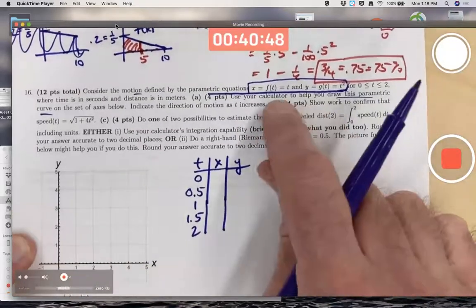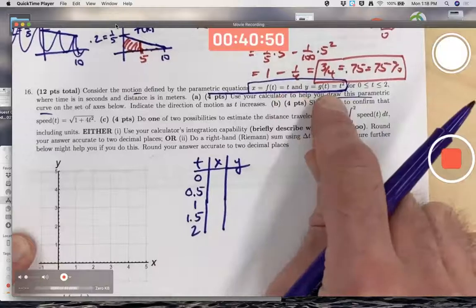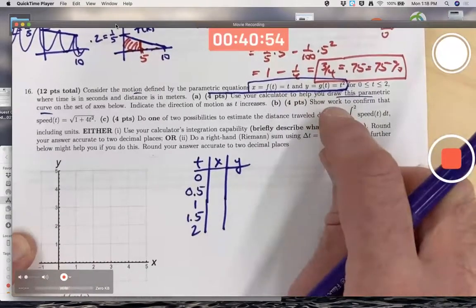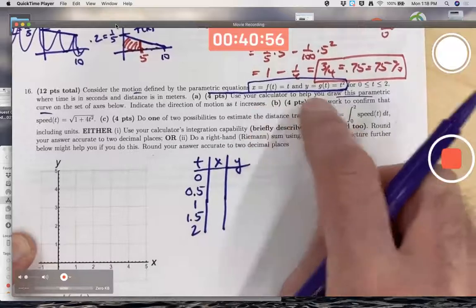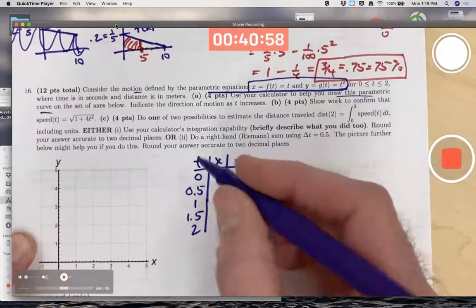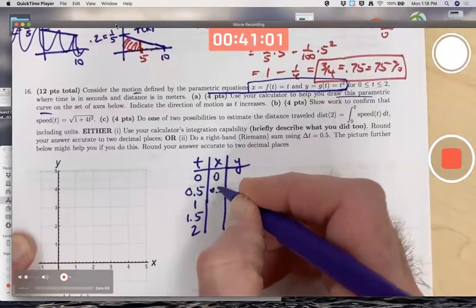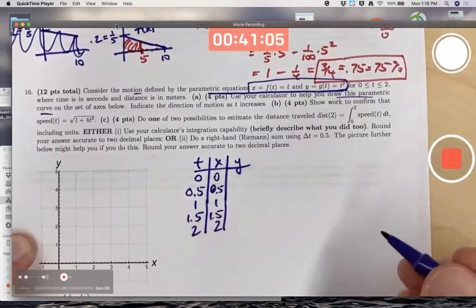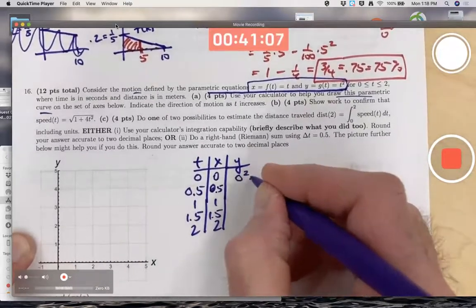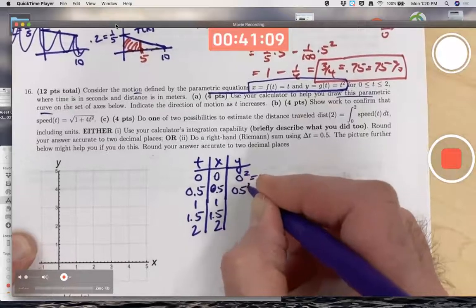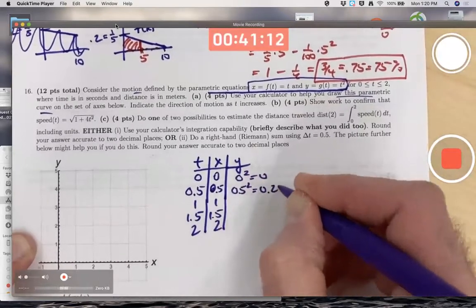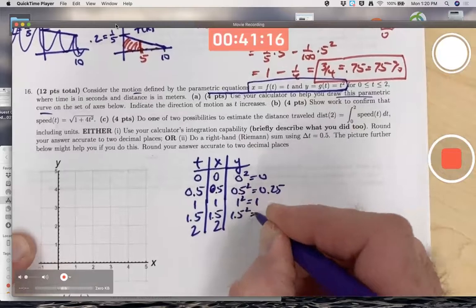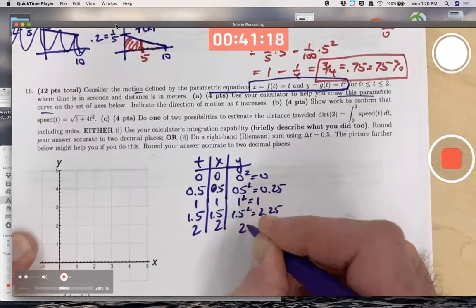Look at the formulas, x equals t and y equals t squared. You've got two functions, f and g, that tell you the x coordinate and the y coordinate of the point. X equals t, so that's real easy. Y equals t squared, so I've got to compute the squares of these things. 0.5 squared is 0.25, 1 squared is 1, 1.5 squared is 2.25, and 2 squared is 4.